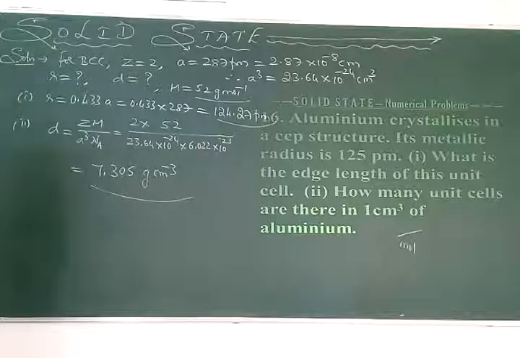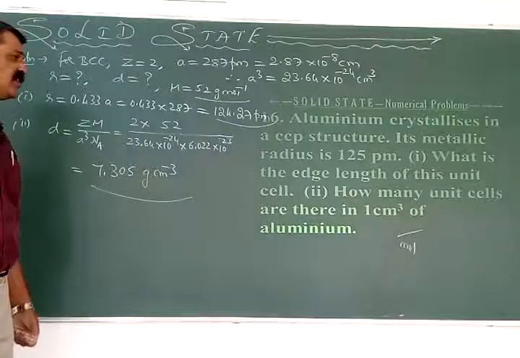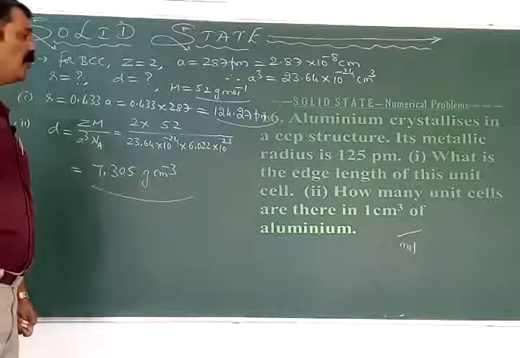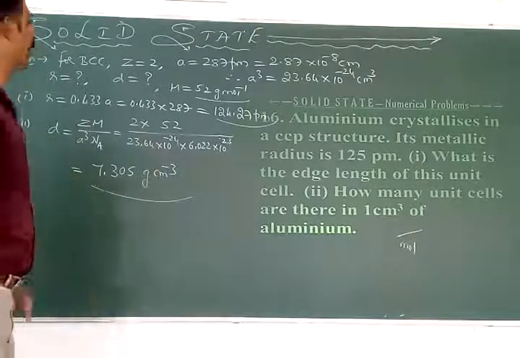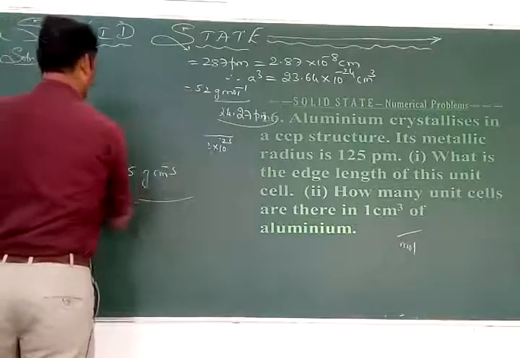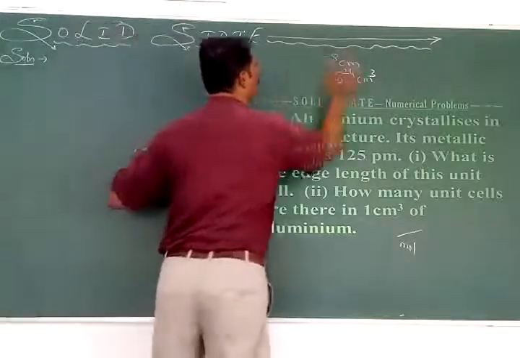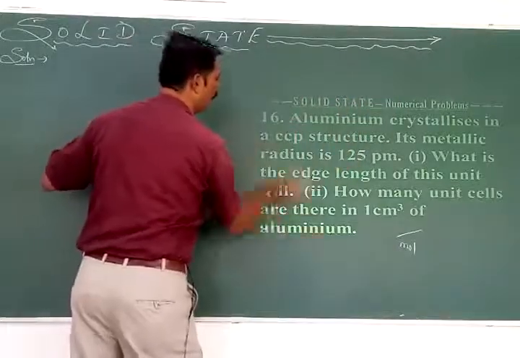Aluminium crystallizes in a CCP structure. Its metallic radius is 124 picometer. What is the edge length of this unit cell? And how many unit cells are present in 1 cm cube of this aluminium? Okay. First you have to calculate the edge length, and then we are having the number of unit cells.